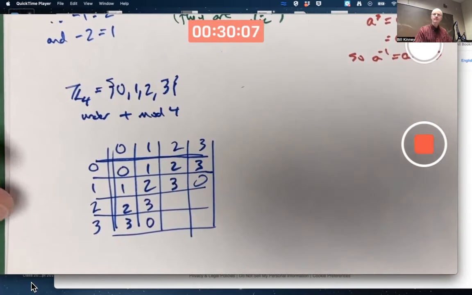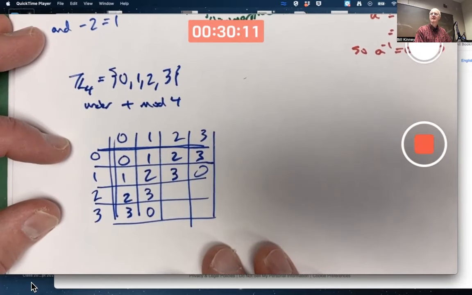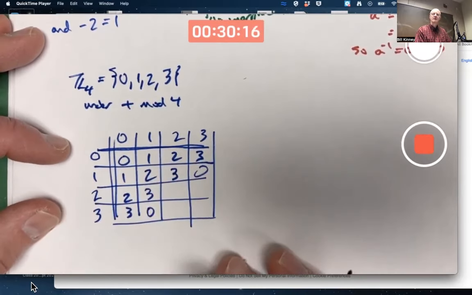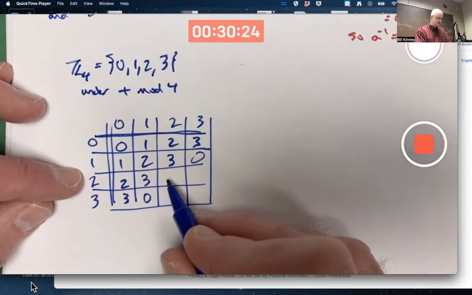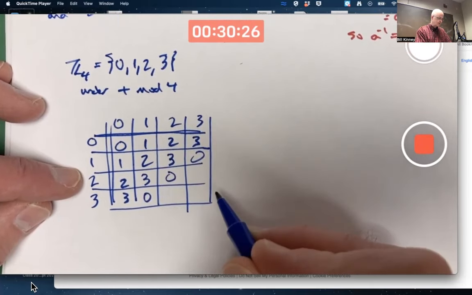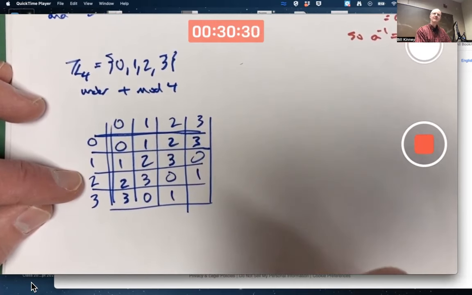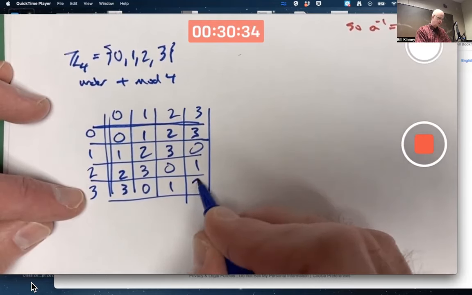The matrix, so to speak, that we're obtaining in the middle here of this Cayley table is a symmetric matrix when your group satisfies this commutative property. 2 plus 2 is 4, mod 4 is 0. 2 plus 3 is 5, mod 4 is 1. And 3 plus 3 is 6, mod 4 is 2.